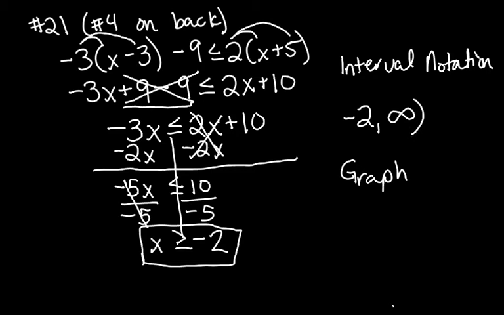Infinity always gets a rounded bracket, and since there is an equal to symbol, I'm going to put in a straight bracket.